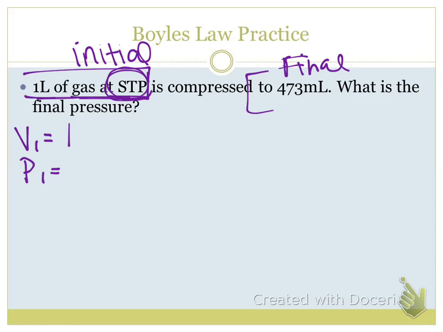Remember, we gave those to you last class. Yeah, 1 atmosphere. Okay? Do we care about what the temperature is? No, not for right now, right? We know we're doing Boyle's Law. We know that the temperature has to stay constant. There's nothing here that's changing in terms of the temperature, so we don't even really need to write that down.